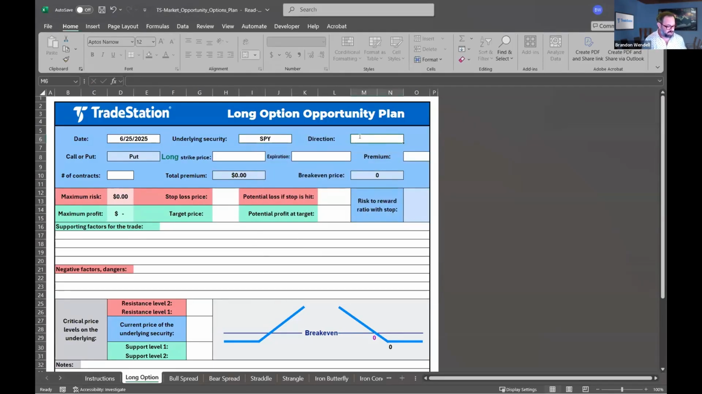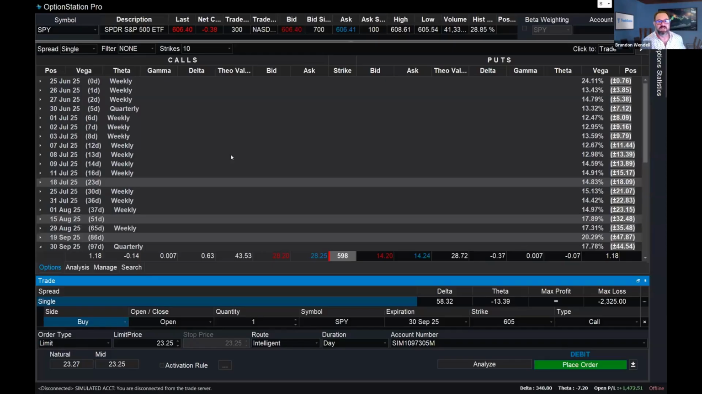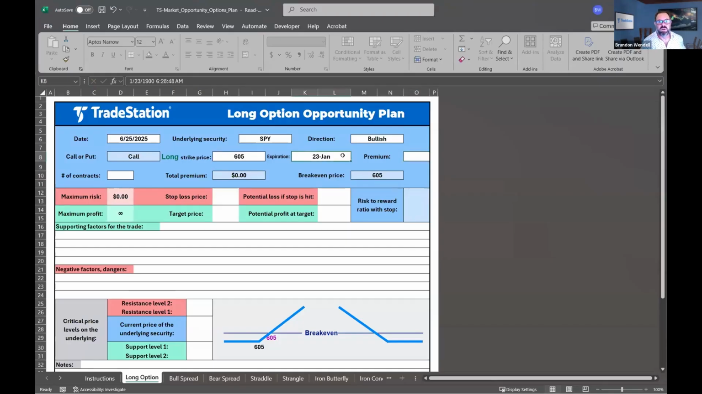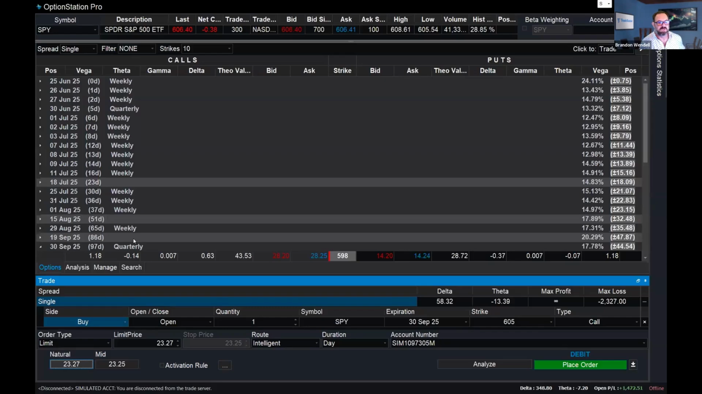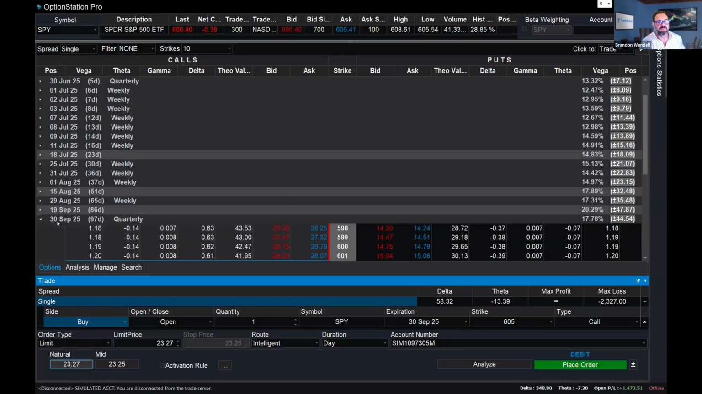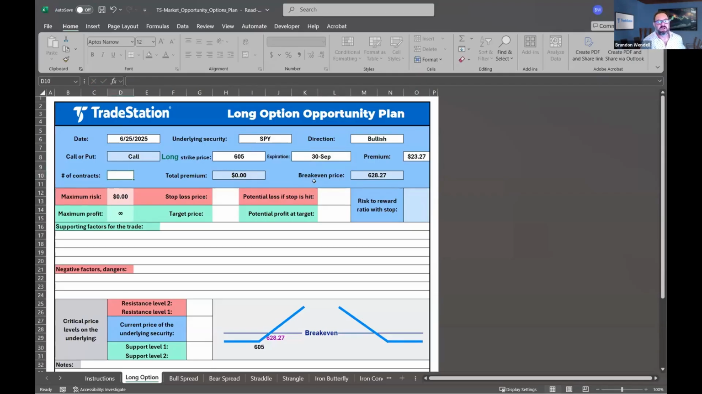And I said I was bullish. Notice it switched from put to call because that's what we would buy as a single leg option. Long strike price, forgot what I picked, 605. And the premium natural is 23.27. Oh, that's the wrong one. Got to pay attention to what I'm doing here. So I put in the premium. The expiration, that's what I was supposed to do there, is September 30th. There we go. Number of contracts. Perhaps I want to do 5 contracts.